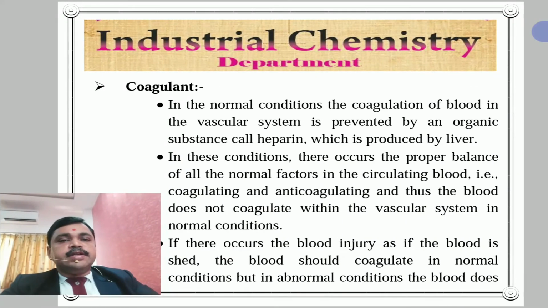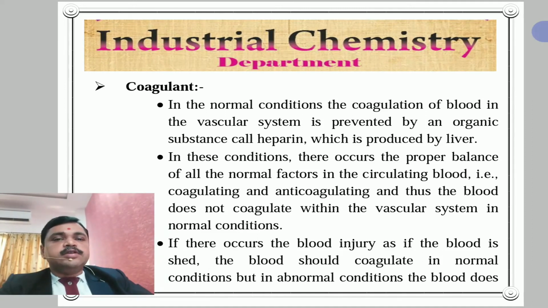Now, coagulant. We discuss coagulant. In normal conditions, the coagulation of blood in the vascular system is prevented by an organic substance called heparin. That is the important name, heparin, which is produced in the liver. Second point, in these conditions there is a proper balance of all normal factors in the circulating blood, that is, coagulating and anticoagulating, and thus the blood does not coagulate within the vascular system in normal conditions.